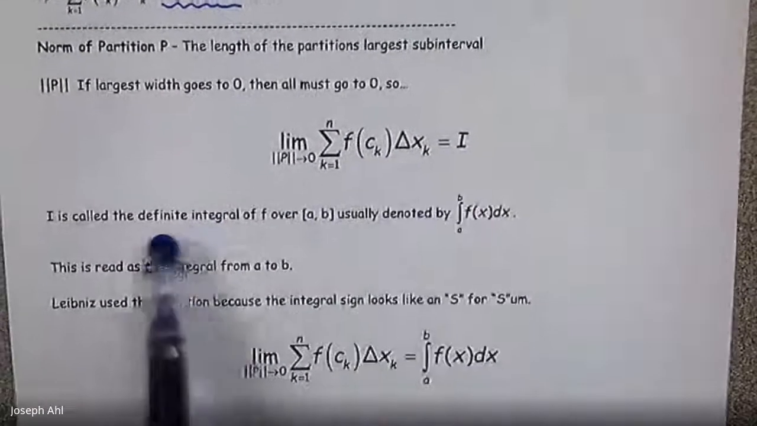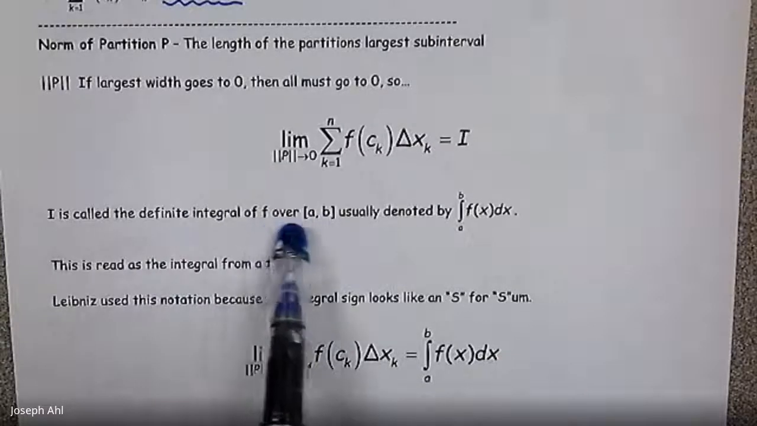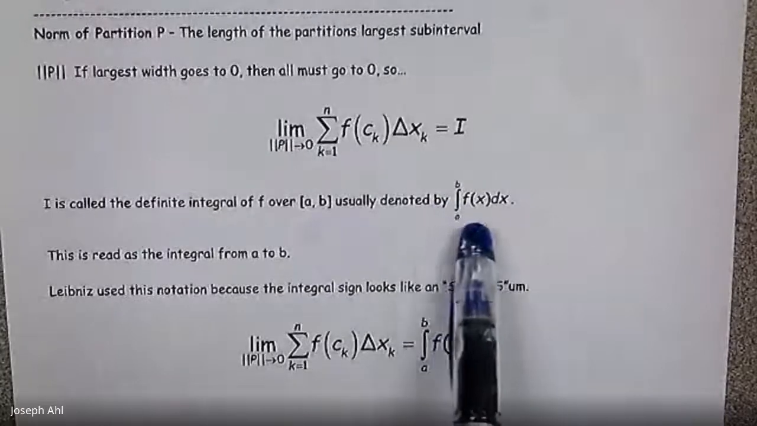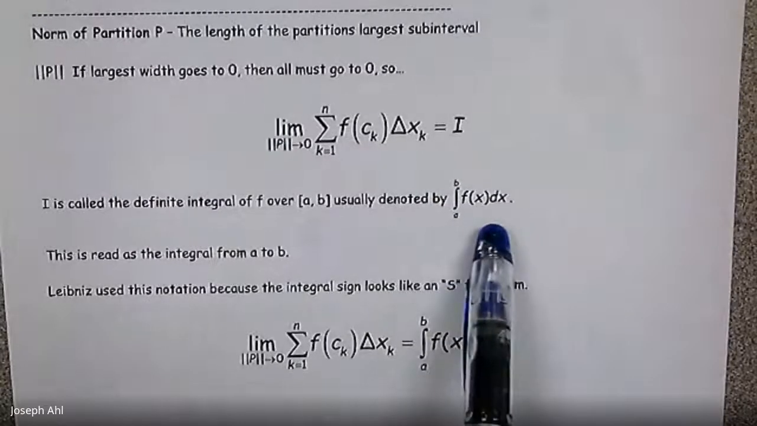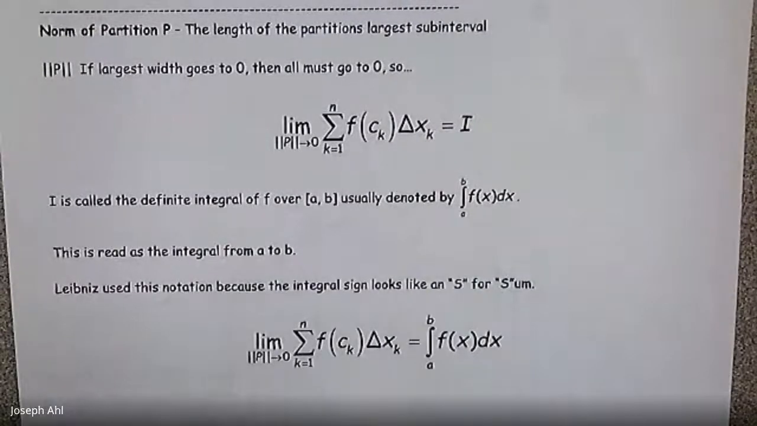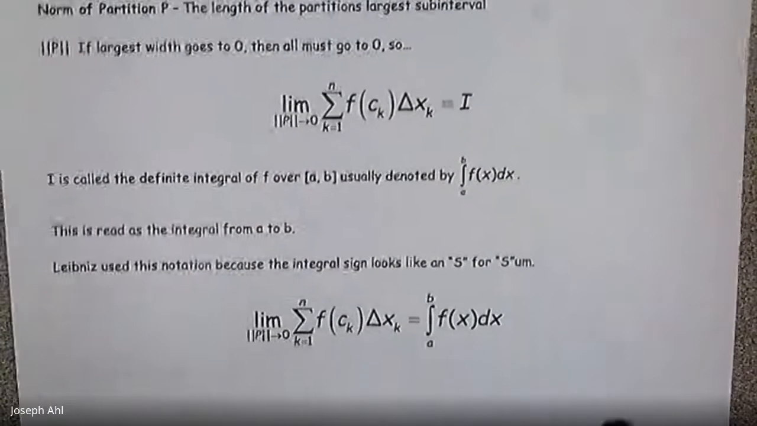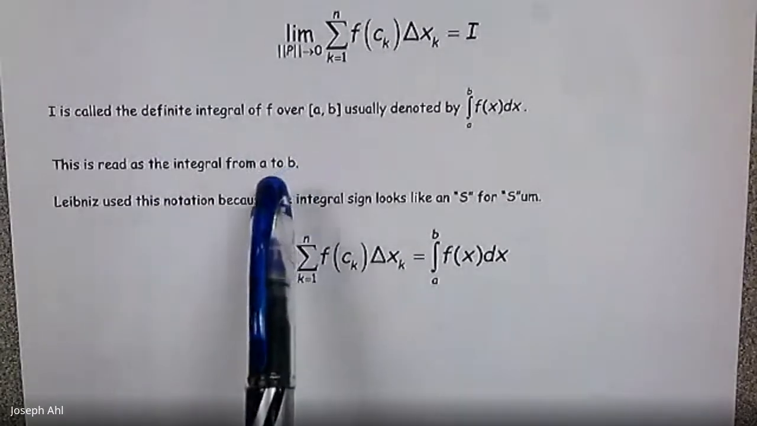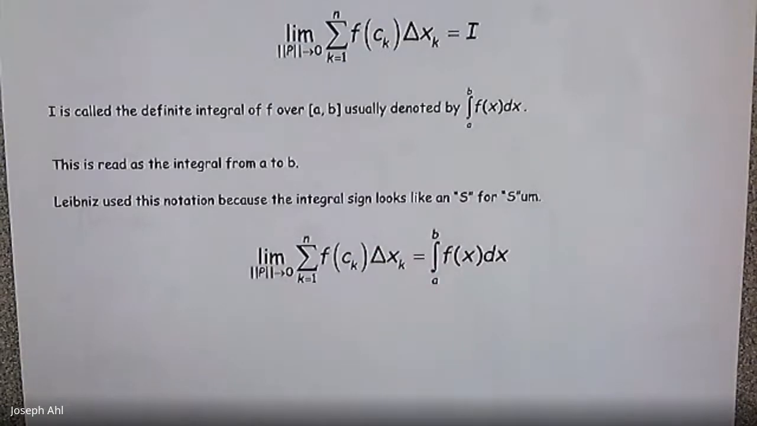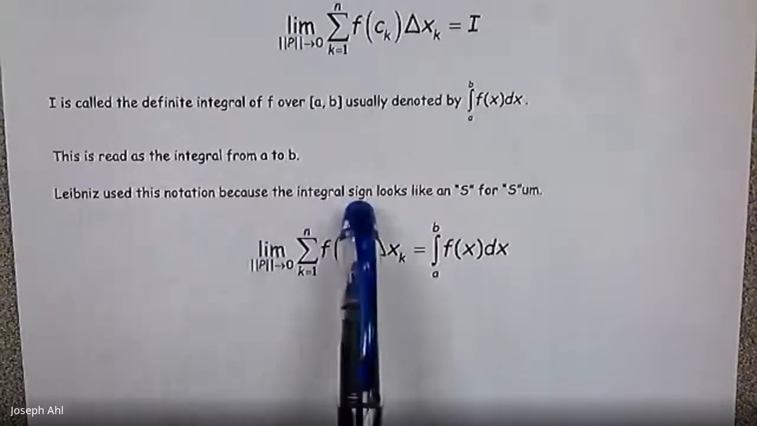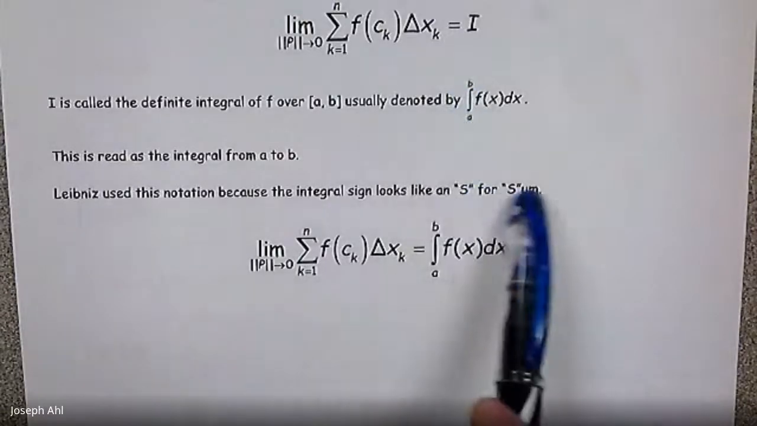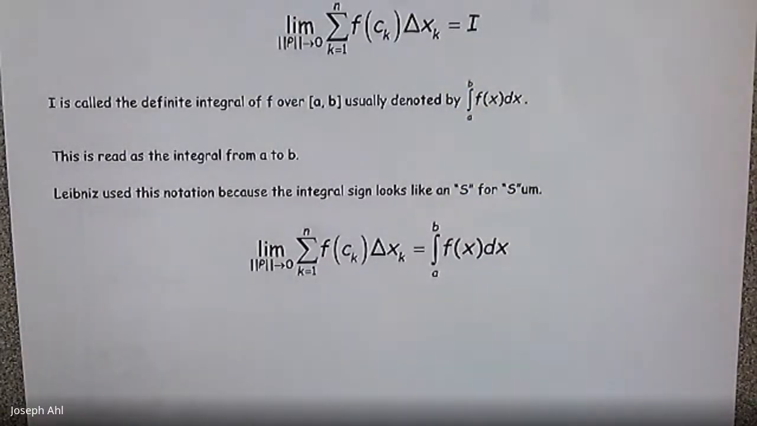And what is capital I? I is called the definite integral of f over the interval from a to b, which is denoted using this notation. And this notation might look familiar to you. I'm sure it does for many of you already. Like I said in the beginning, if you're taking physics, even if you're not, I know a lot of you are familiar with that integral notation. So this is read as the integral from a to b. And this is going to make a lot of sense. Why do we use this symbol to represent area? Because Leibniz used this notation because the integral sign looks like an S. And what are we doing? We're summing up a bunch of areas. So that's kind of cool.